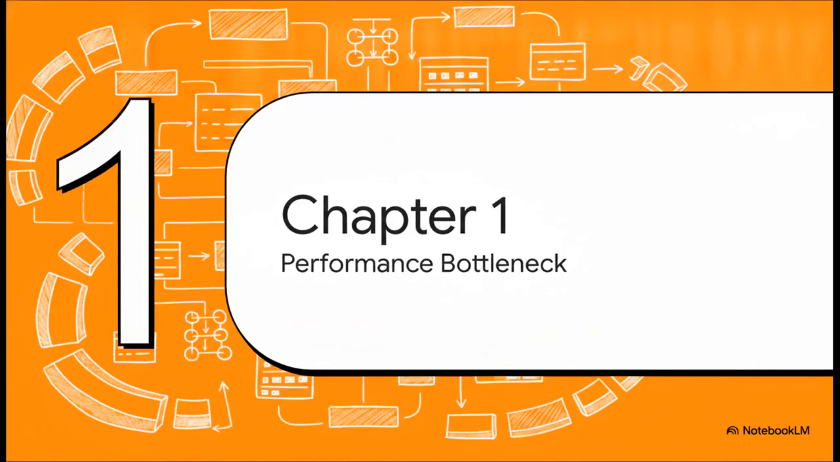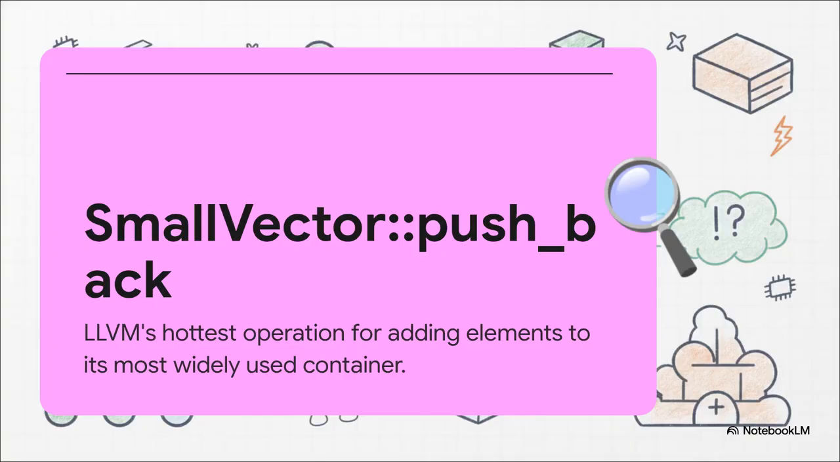Okay, let's dive into Chapter 1, the Container Performance Bottleneck. To really get this, we need to look at LLVM. It's the compiler infrastructure powering a huge chunk of modern software. Its go-to container is called small vector, and its absolute hottest operation is push_back. That's the command you use to add an element to the end of the vector. Now here's the golden rule of container optimization. The fast path has to be lightning fast.